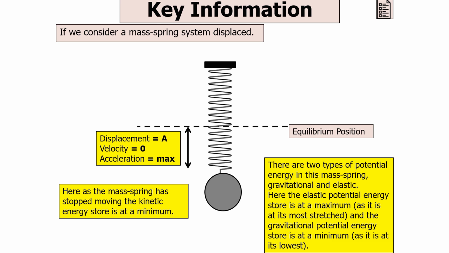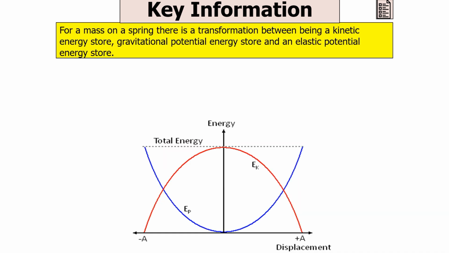Again, here, the mass spring has stopped moving, so the kinetic energy store is at a minimum. The elastic potential energy is at a maximum, as it is at its most stretched, and the gravitational potential store is at a minimum, as it is at its lowest. So for a mass on a spring, there is still a transformation between a kinetic energy store, the gravitational potential energy store, and an elastic energy store.